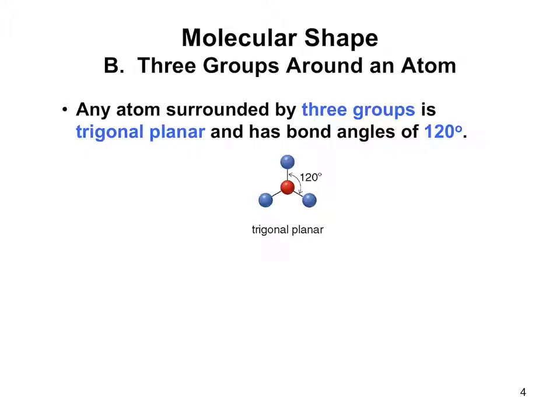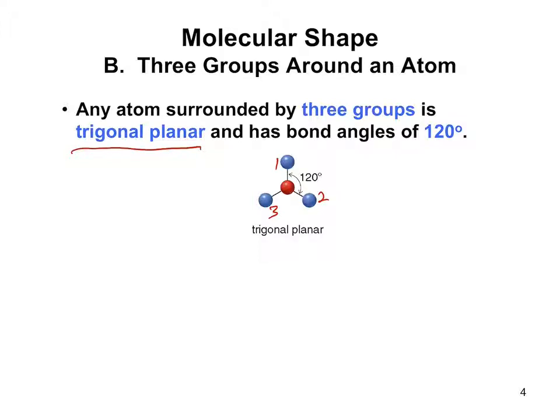So notice this molecule here, it's fictitious. It has three groups. We can just go around: 1, 2, 3 groups. And we call this trigonal planar. So this has a trigonal planar shape, and these groups are 120 degrees from one another. You can kind of see that.